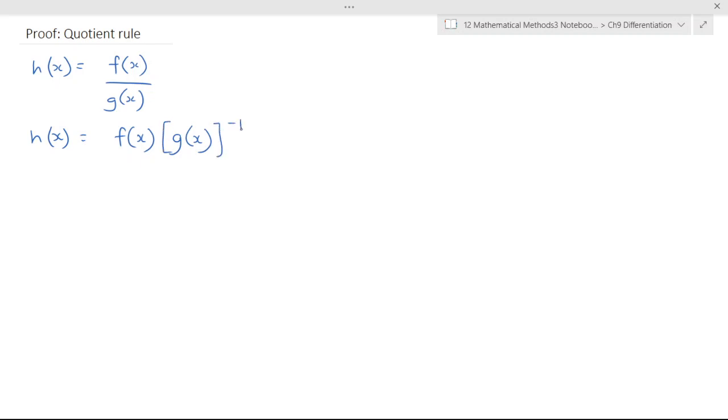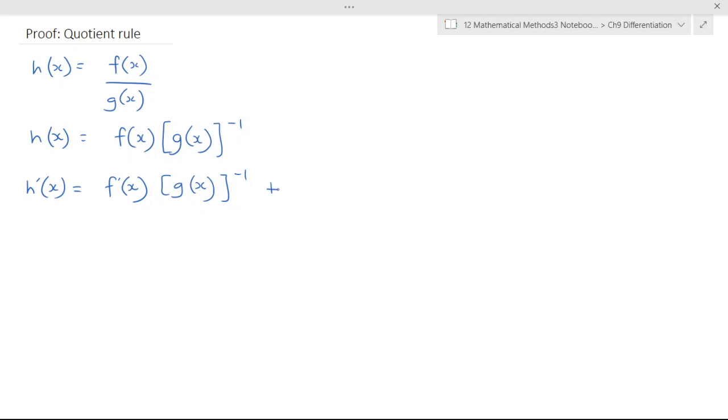And now this is a product. It's f of x times g of x to the -1. So what we can do if we're differentiating h of x is we can use the product rule now. Remember with the product rule, we were differentiating one, so I'm going to differentiate f of x to get f dashed of x, and we leave the other one alone. And then we add and do the opposite, right?